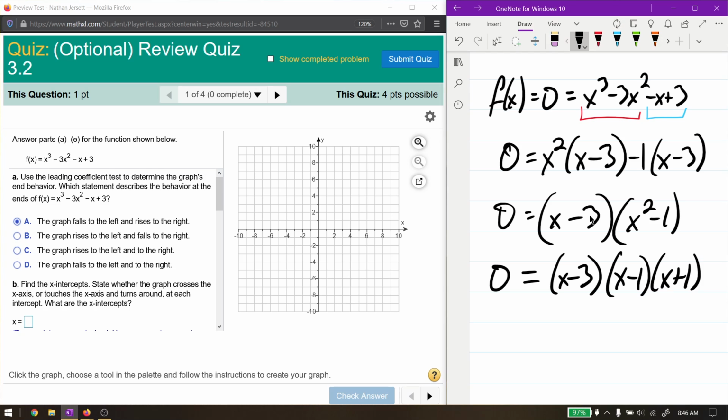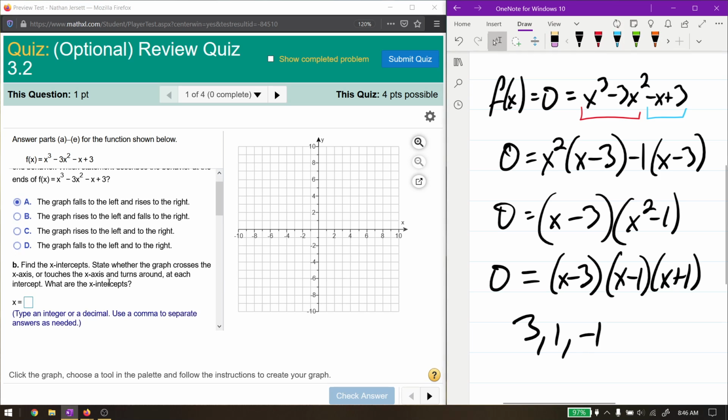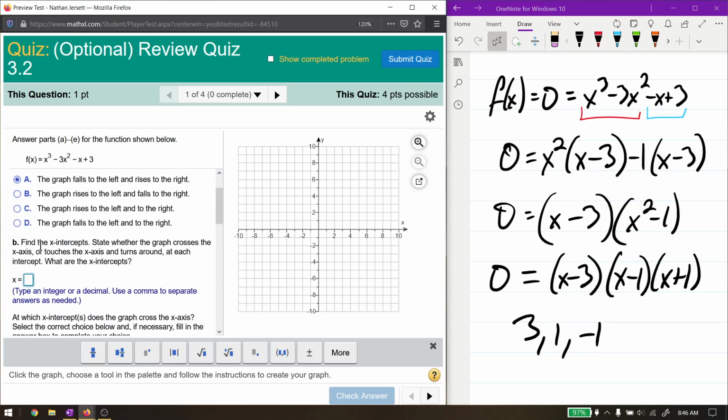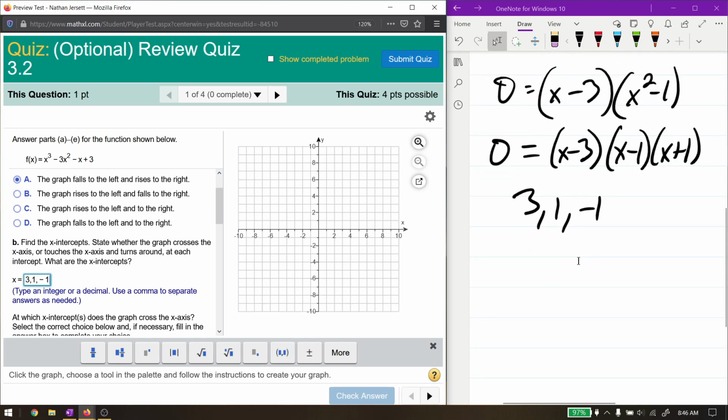So we have three zeros here. We have 3, 1, and negative 1. That's the first question here. We got 3, 1, negative 1. And the next portion it says is, does it cross the x-axis at that point, or does it turn around? And that's based all on the multiplicity. As we know our zeros here, we're looking at what's the power on these things. So what's the power here, here, and here? Nothing's written for all of them, which means we have 1.